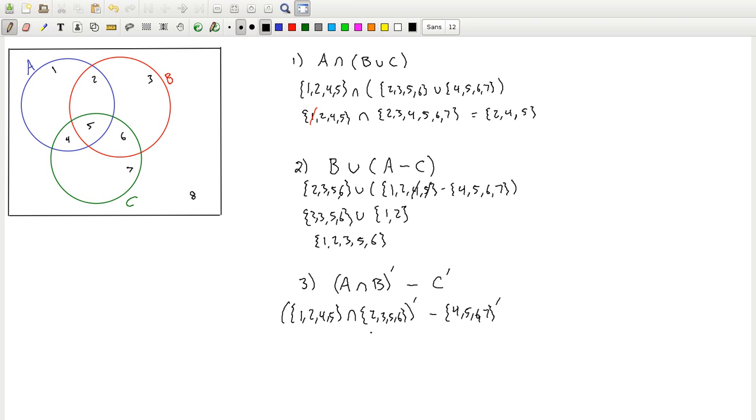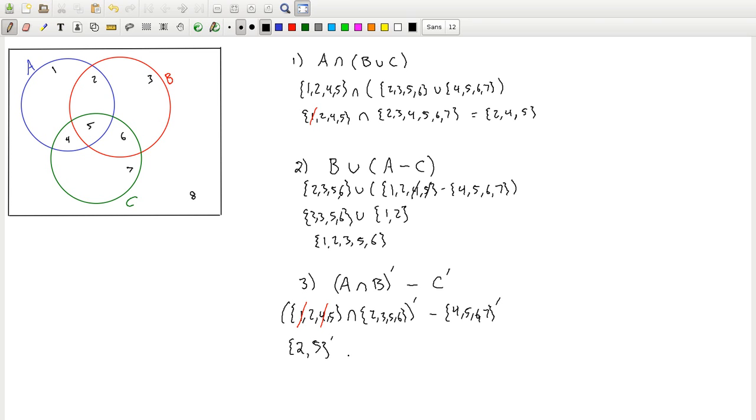So if we intersect these two sets together, we're going to look for what's common to both. 1 is in the first set, but it's not in the second set. So 1 will not be in the intersection. 2 is in the first and in the second, so we keep 2 in the intersection. 4 is in the first, but it's not in the second set, so we're going to throw that out. 5 is in the first set and in the second set, so we're going to keep the 5.